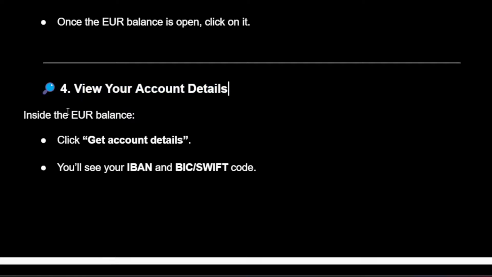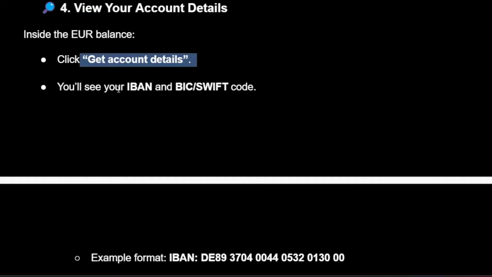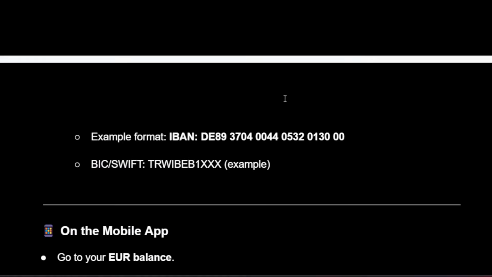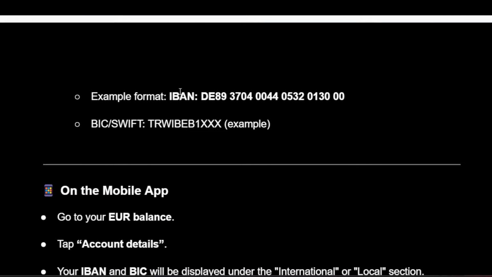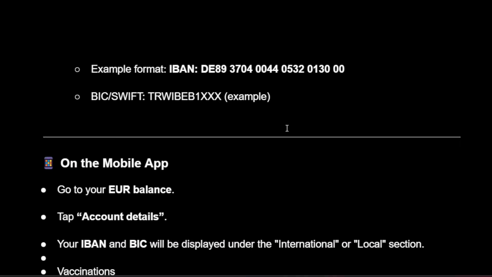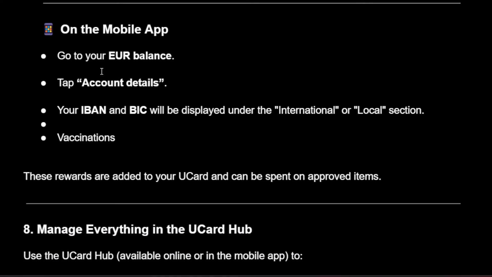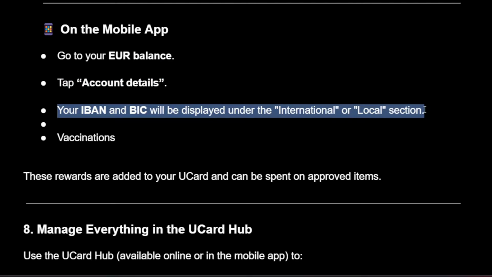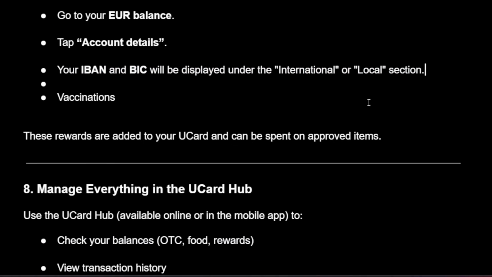View your account details. Inside the European balance, you will see an option called Get Account Details. That's where you will be able to find your IBAN and BIC or SWIFT code. So these are the example formats that I'm showing you currently, and you can do it on the mobile app as well. You will go to your European balance, tap on account details. Your IBAN and BIC will be displayed under the international or local section.